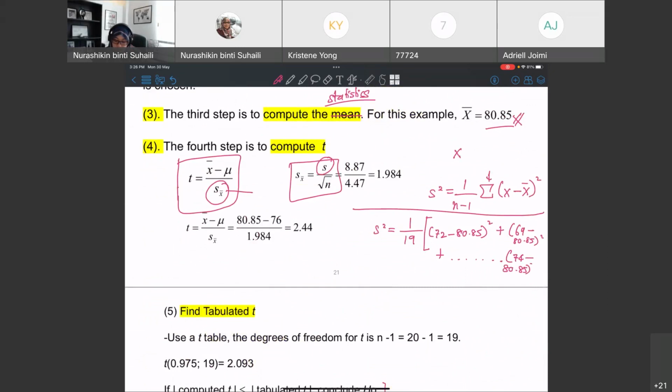80.85 square. Okay, and don't forget the big bracket. Yeah. So the summation of all the things inside multiplied by 1 over 19. That gives you s squared, not s yet, s squared. So s, you have to find the square root of s squared. Then we get the s.